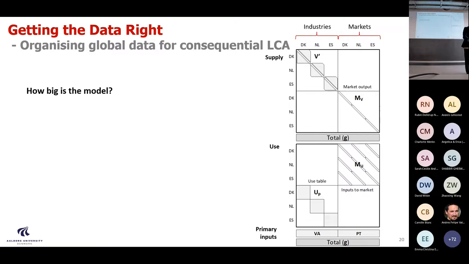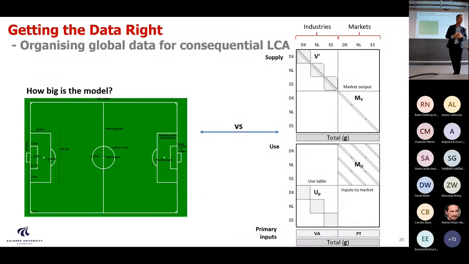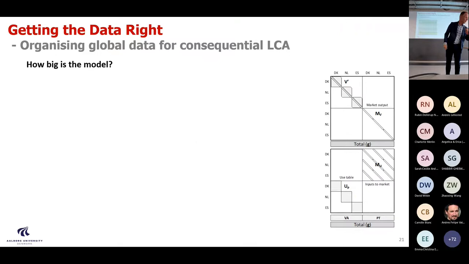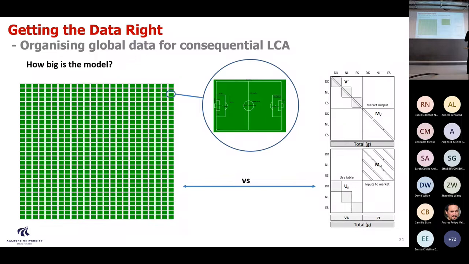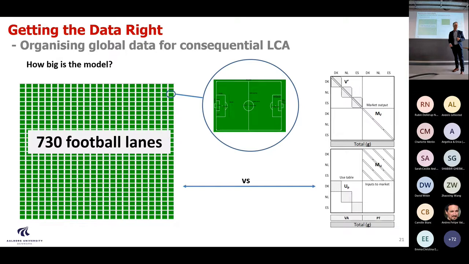And I have compared with football lanes. So how big do you think it is? Well, it's like this. Imagine that you are having an Excel sheet and you are scrolling throughout 730 football lanes. So you need to have a good technique of finding the correct column and row if it's a specific number you're looking at.